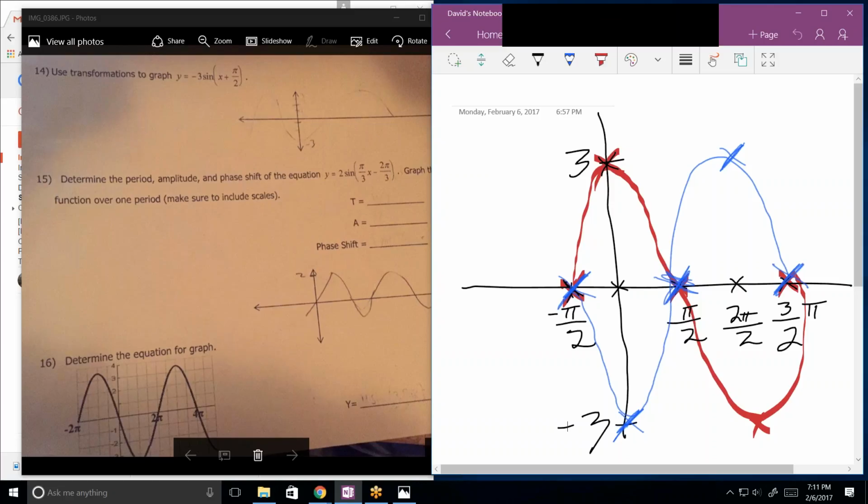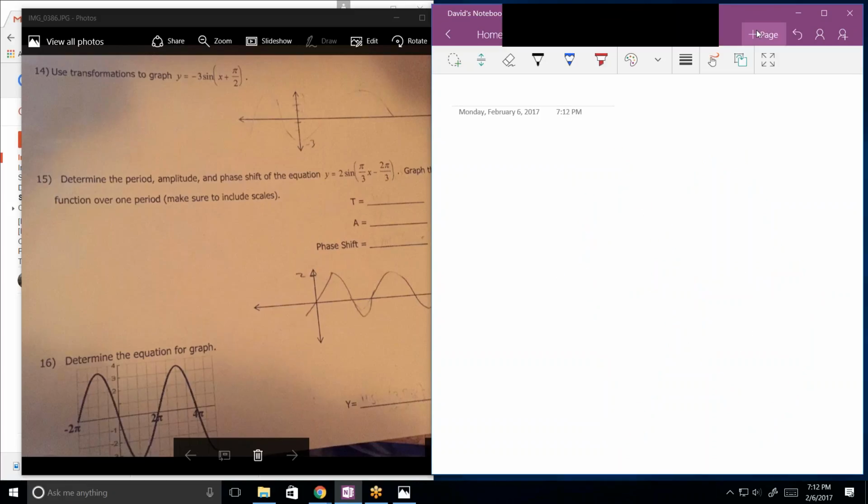When you have a phase shift particularly, is to find where your starting point is and your ending point, quarter it up, and then know that sine goes up to its peak, down to its minimum, back up. All right, let's look at the second one.